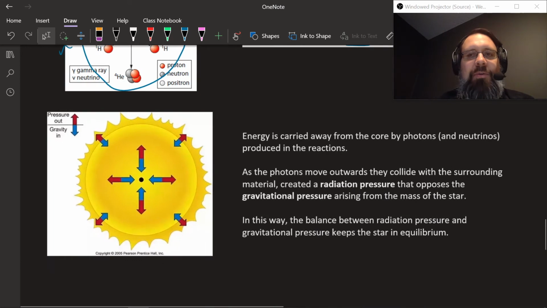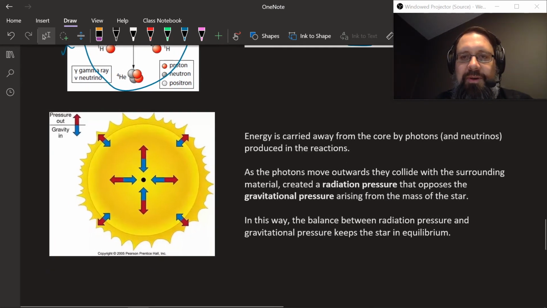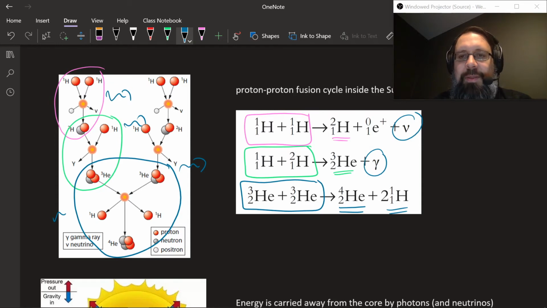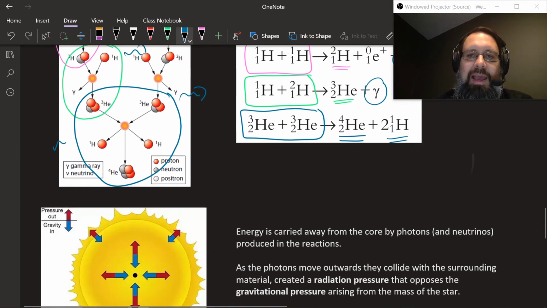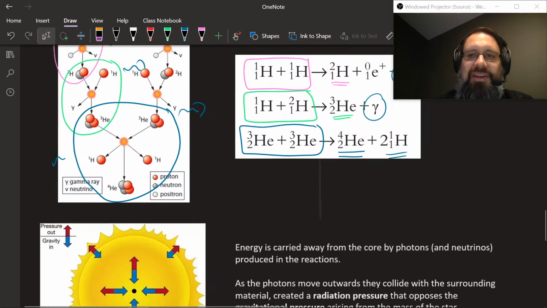So energy is carried away from the core of the star by photons and also neutrinos. If you remember up here, there was a neutrino that came out, and then photons. So these are the things that are carrying the energy out from the sun. As the photons move outwards, they collide with the surrounding material, creating a radiation pressure.